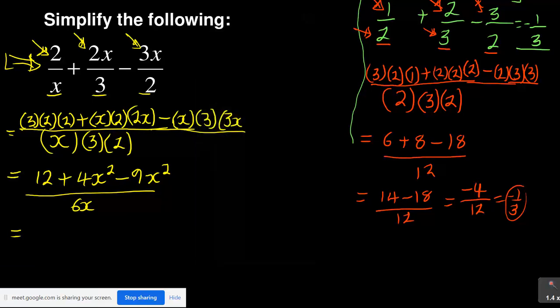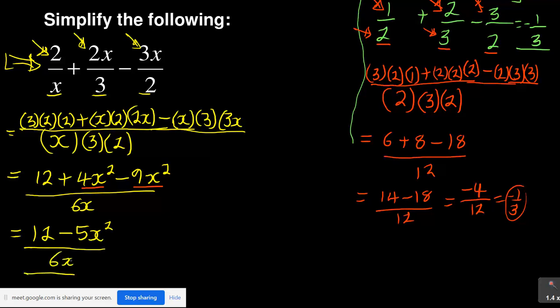Why am I saying that? Because this is x squared and this is x squared. These are common terms, so I can subtract 4 minus 9. Are you with me? Yes. So it's 12 minus 5x squared all over 6x.